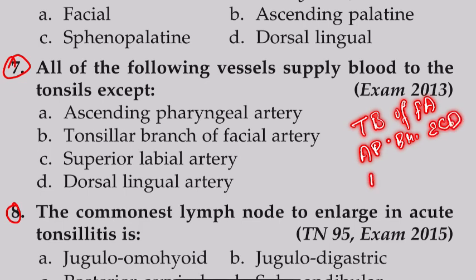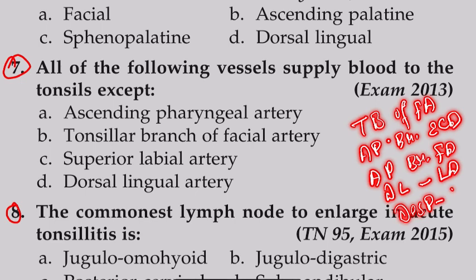We have ascending palatine, ascending pharyngeal. Ascending palatine is the branch of what? Facial artery. Similarly, we have dorsal lingual, the branch of lingual artery. We have descending palatine, that is the branch of what? Maxillary artery. Then we have dorsal lingual, ascending pharyngeal, and tubal branch.